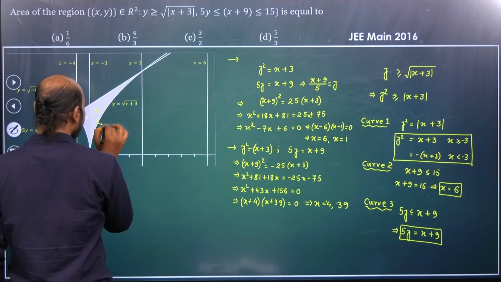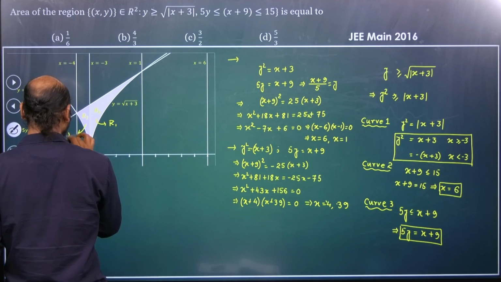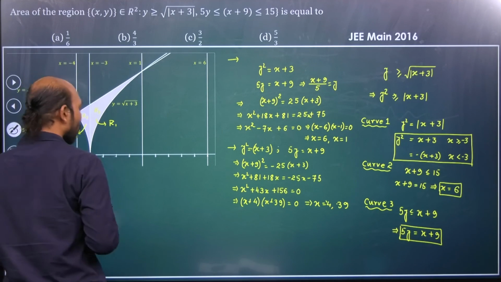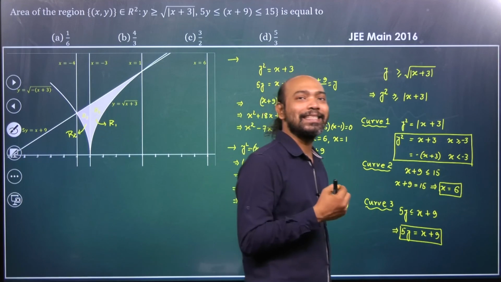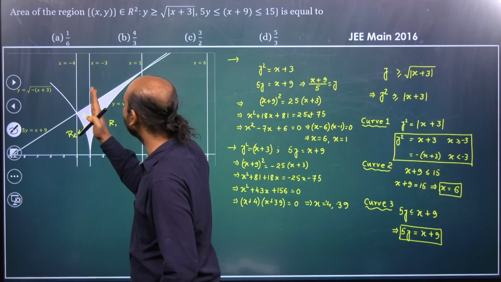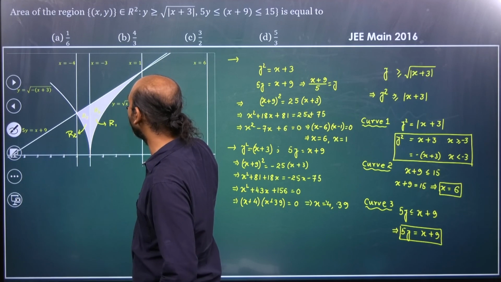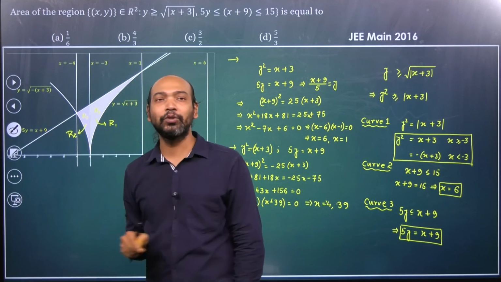So I wrote it as R1 and the other region as R2. Okay, so now let's look forward. What is R1? R1 is the region bounded by the curves x = -3, x = 1, and below curve is y equal to square root of x plus 3, and the top curve is actually (x plus 9) divided by 5.